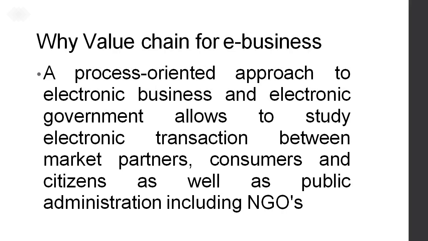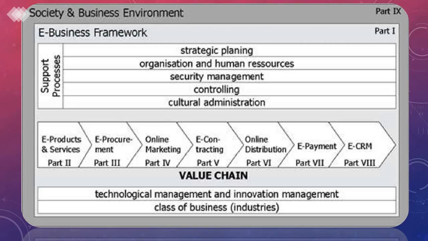The answer is a process-oriented approach to electronic business and electronic government, which allows us to study electronic transactions between market partners, consumers and citizens, as well as public administrations, including NGOs. So this approach, related to business and e-government, also allows us to study electronic transactions between market partners, consumers, citizens, and public administrations included in different NGOs. Here are the society and business environment, and here are the value chains.